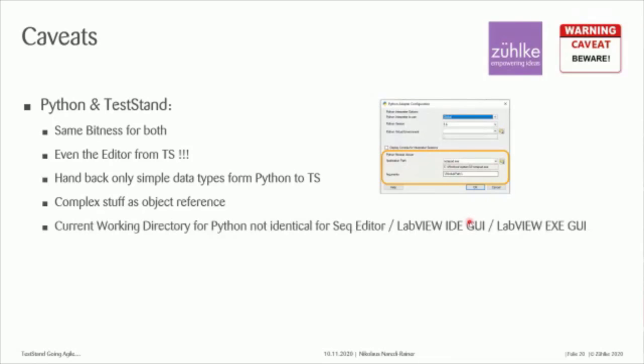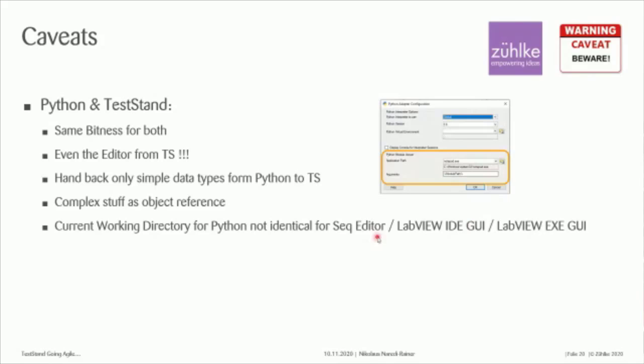What is also really interesting behavior is that the current working directory for Python is not identical depending on where you start your Python context. That means when you're in the sequence editor, and you're calling CWD, so you want to know where you are in Python, it will give you the working directory where your sequence is actually saved. If you're calling now your LabVIEW GUI, which then calls in the TestStand engine from the LabVIEW IDE, it will give you where the main VI is being saved. Whereas when you compile it as an exe, it will give you the place where the exe is saved.